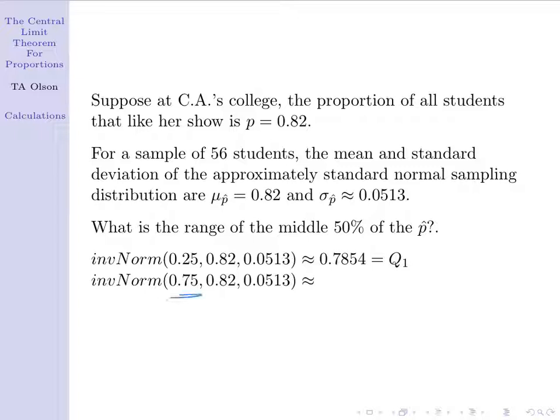In between this value and what we're going to get for Q3, that's going to be our center half. Q3 is at the 75th percentile, so 0.75 of the data. There's our mean. There's our standard deviation. Again, this is an inverse norm. We're looking for these sample proportion values, and we get 0.8546. That's Q3. So 50% of the data is going to be between 78.54% and 85.46%, centered around our 82. Anything higher than that is in the upper quarter of the data.